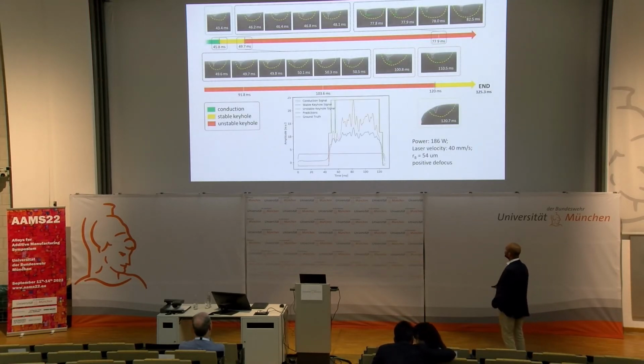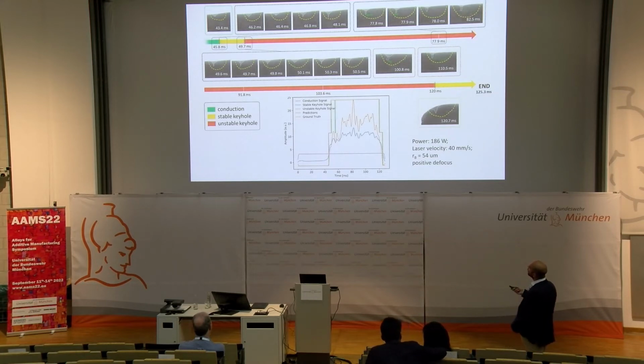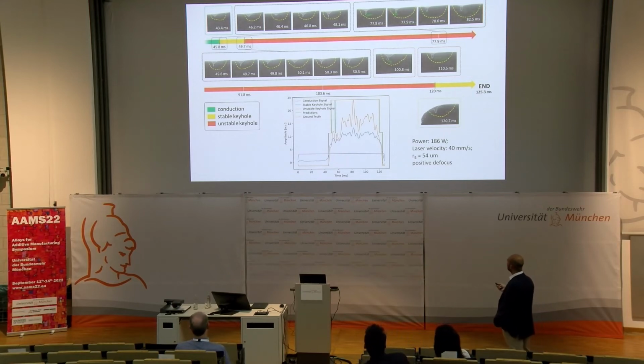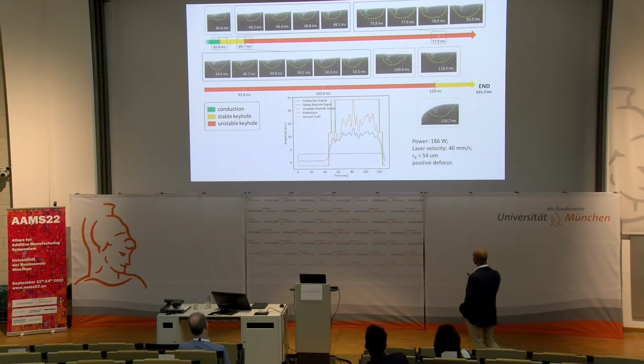I'm going to show a couple of examples here. We start from conduction, green, stable keyhole, yellow, and unstable keyhole, red. And just by looking closely, you can see that the prediction is the green line, and the ground truth, this is the binary data, even without looking at the signal itself, is okay, they have a really nice correlation to one another.